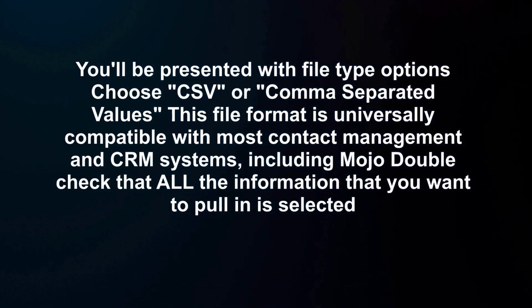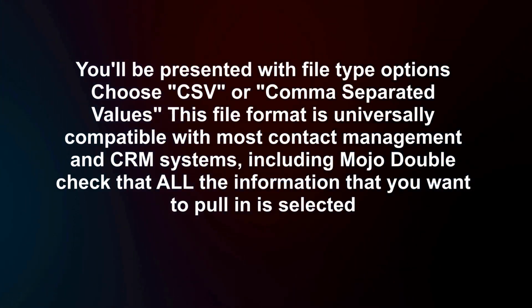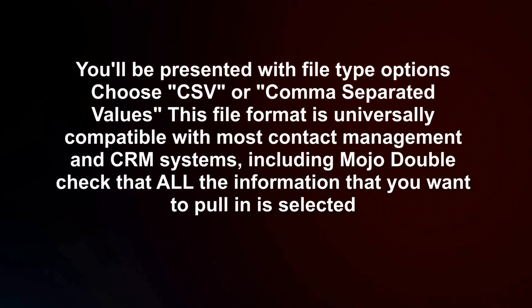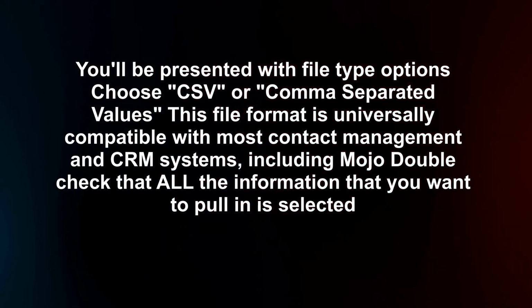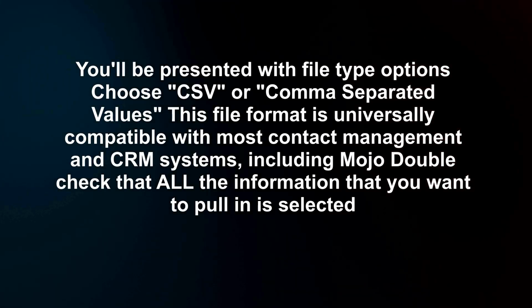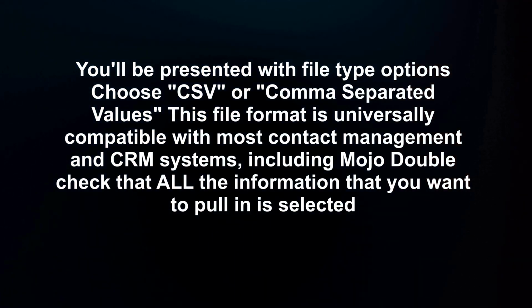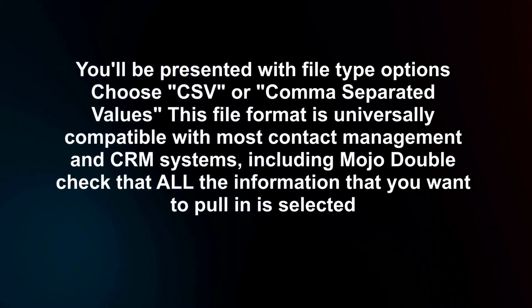You'll be presented with file type options. Choose CSV, or comma-separated values. This file format is universally compatible with most contact management and CRM systems, including Mojo. Double-check that all the information that you want to pull in is selected.